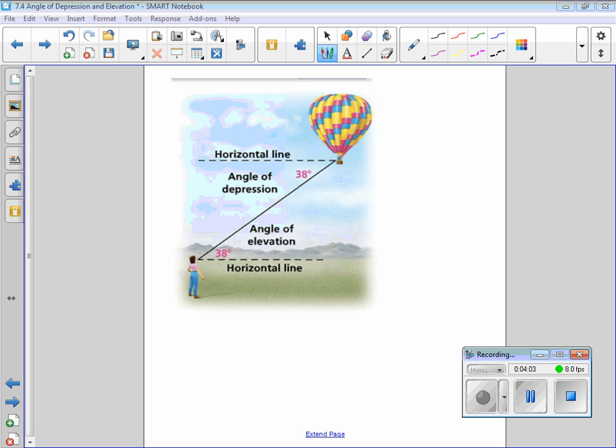And so angle of elevation and angle of depression are the two competing ideas, if you will.